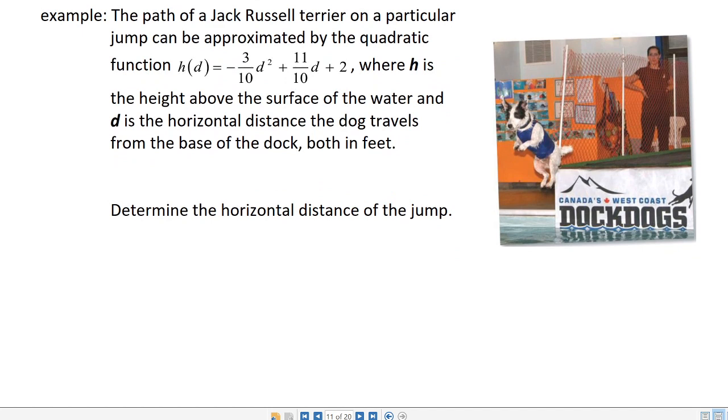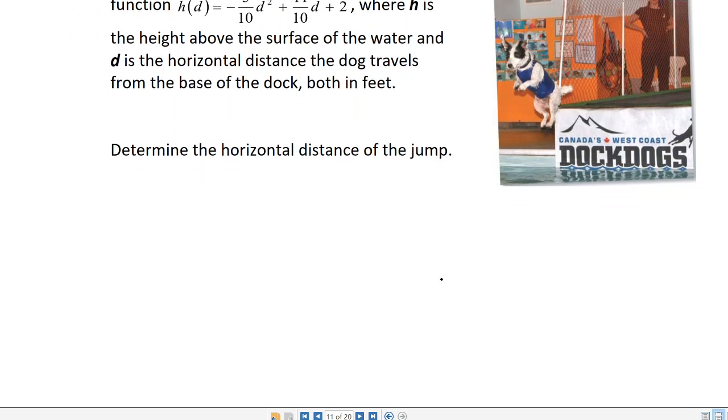And then another thing we can see here is just like a type of word problem. So we're going to do 2 word problems for the rest of the notes. The first one here tells us that the path of a Jack Russell Terrier on a particular jump can be approximated by the quadratic function h of d is equal to negative 3 over 10 d squared plus 11 over 10 d plus 2, where h is the height above the surface of the water and d is the horizontal distance the dog travels from the base of the dock, both in feet. So we want to determine the horizontal distance of the jump.